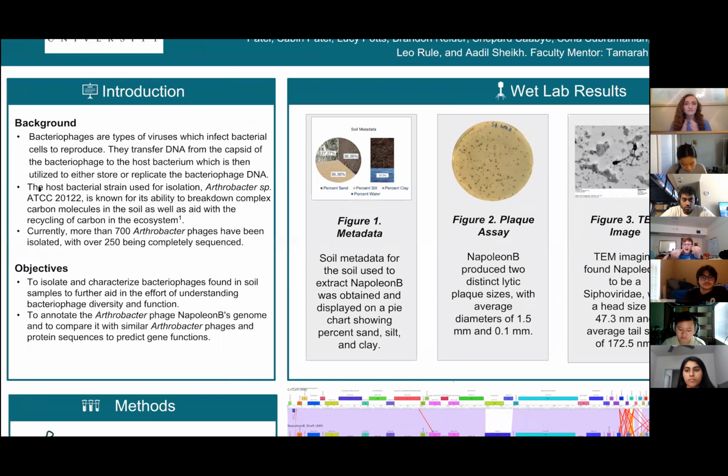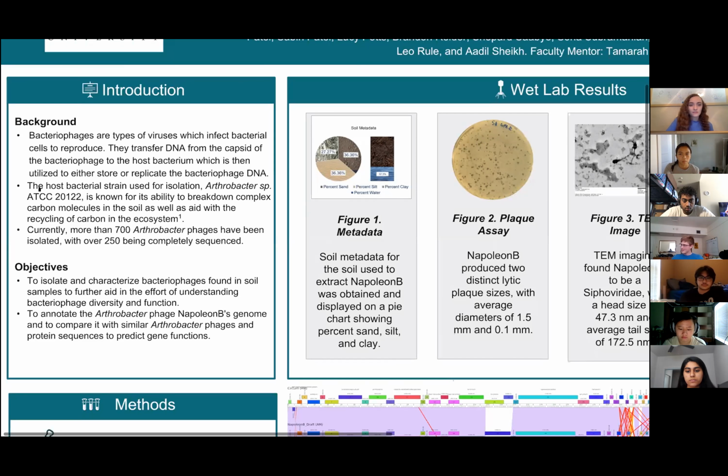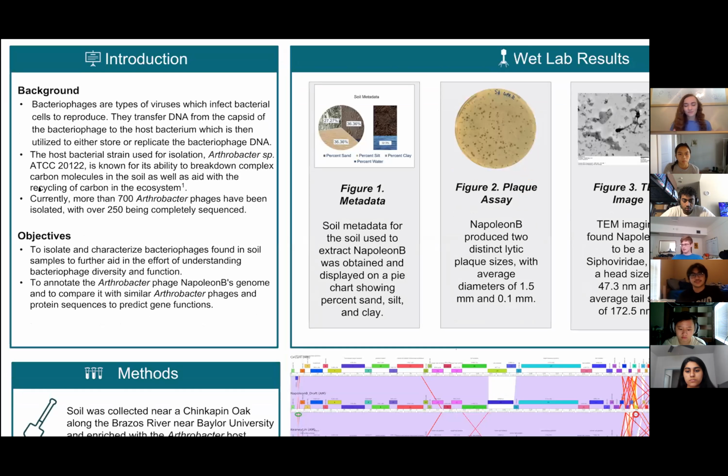Bacteriophages are basically viruses that infect bacteria cells. Our lab specifically looked at Arthrobacter. Arthrobacter is a soil bacteria. There are many different types of phages out there. They're all very specific.